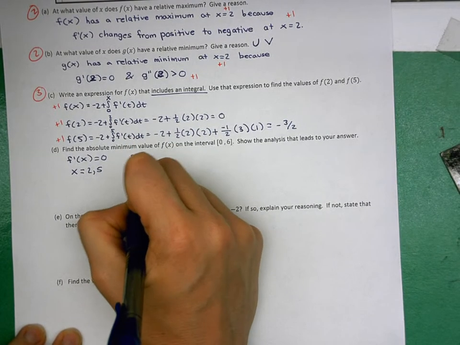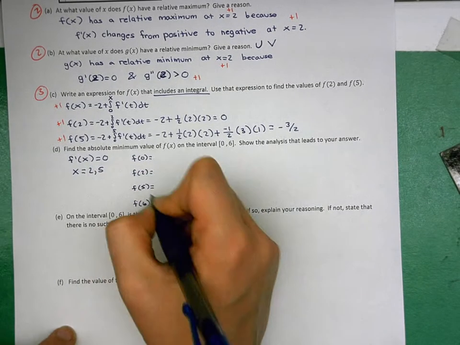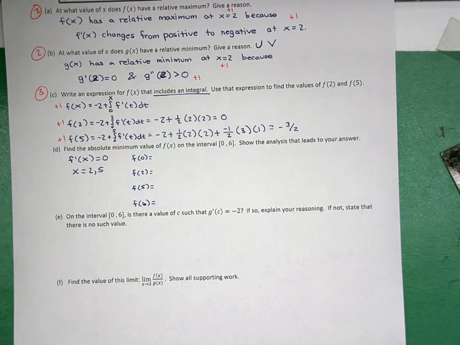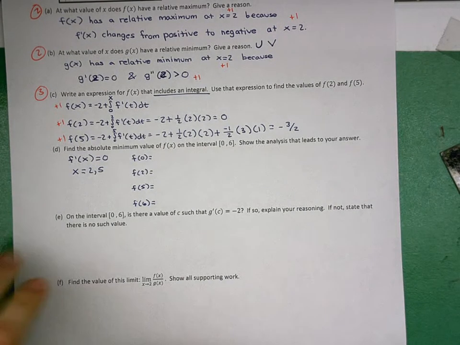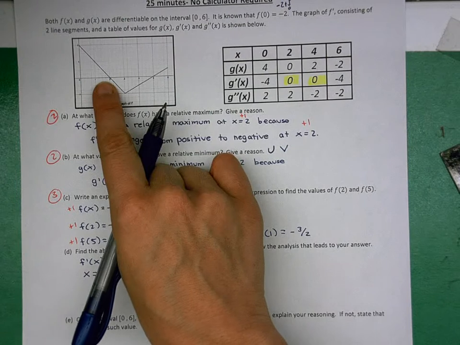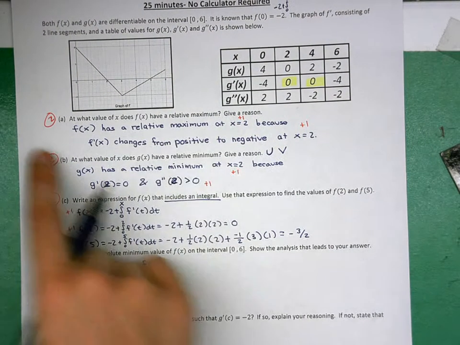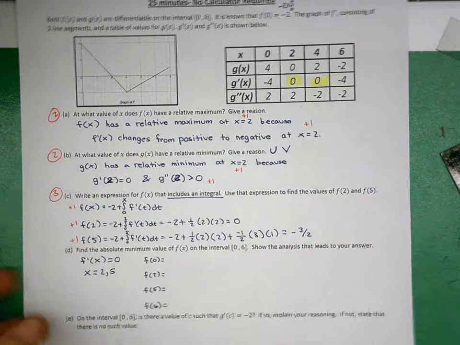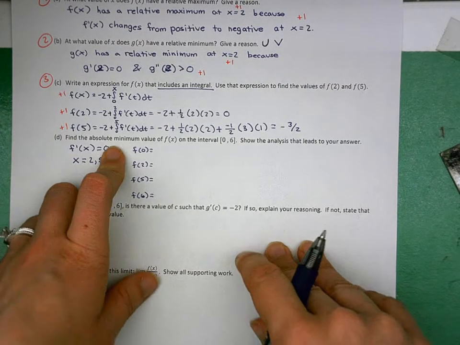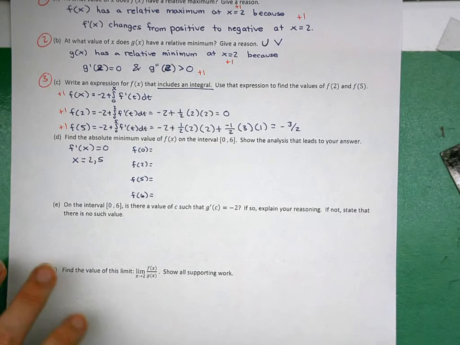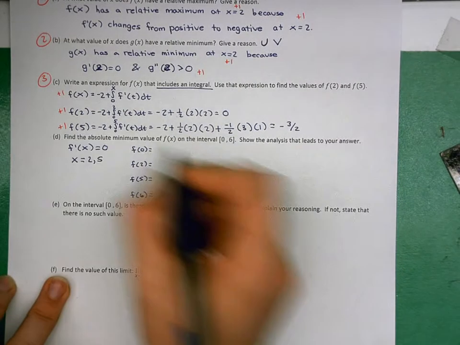And then again, just for the record, you don't actually have to test all of these values. 2 would never be an absolute minimum, because 2 is a relative maximum. It's where f prime changes from positive to negative, right? We identified that in part A. It's a relative maximum. So it can't be the absolute minimum if it's a relative maximum. Okay, so you actually don't have to evaluate 2. I will, though. We actually already did. We did 2 and 5 up in part C. 2 we got 0, 5 we got -3/2.